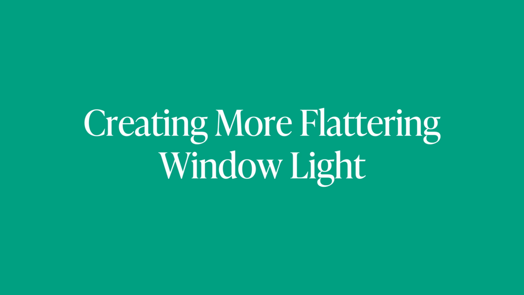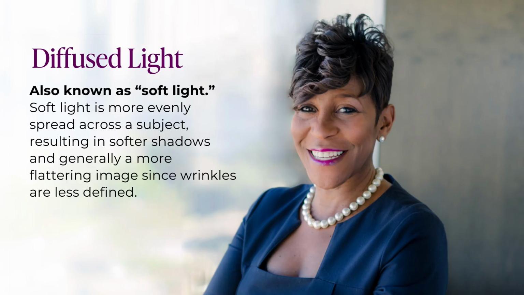Now, it's really easy for you to look good using window light with the tips I shared earlier, but I do have some additional tips on how that light can look even better on you. The first tip I'm going to talk about is called diffused light. This is also known as soft light. Soft light is more evenly spread across a subject, and that means there's softer shadows on the face, and it's generally a more flattering image because wrinkles are less defined.